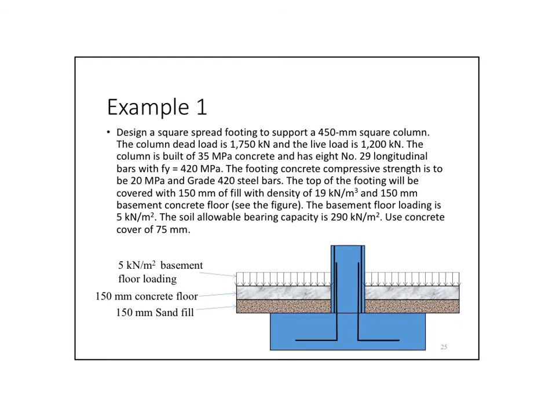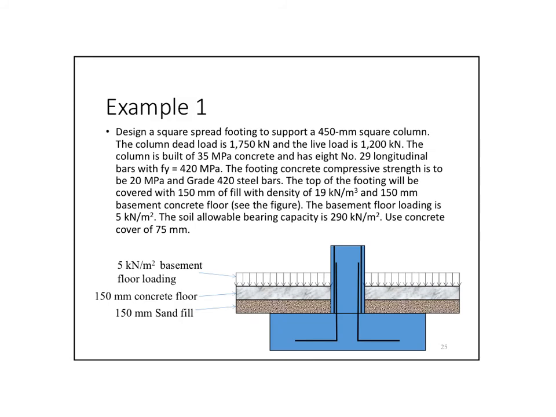Let's go over an example, a very quick example. We have a column that is 450 square, 450 by 450 millimeters. The dead load is 1750. The live load is 1200 kilonewtons. The column f'c equals 35 megapascal with 8 number 29 longitudinal bars, fy 420. And then the f'c for the footing is 20. Grade steel is 420 as well.